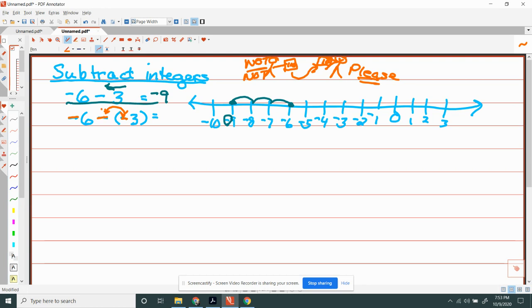Think of this subtracting a negative as adding a positive because it negates it. It makes it null and void. So now when we start out with the -6, I cannot not do it. I'm unable to go left. I have to go to the right 1, 2, 3 spaces. And that brings me to -3.